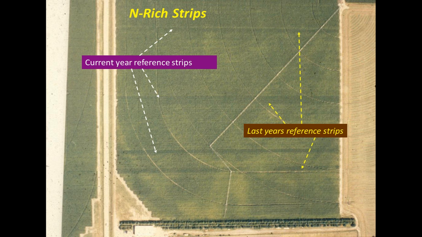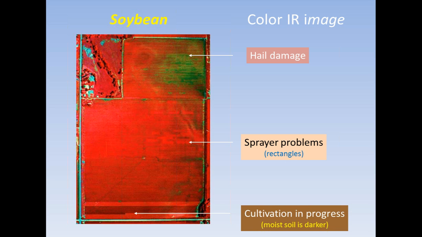Another example, this is color infrared imagery, but the upper part of the field had hail damage, so you can see a lack of the bright green, bright red color. In the middle of the field, they had some sprayer problems. These are rectangular areas of the field. They have a different degree of greenness, or redness really, but it comes down to weed problems.